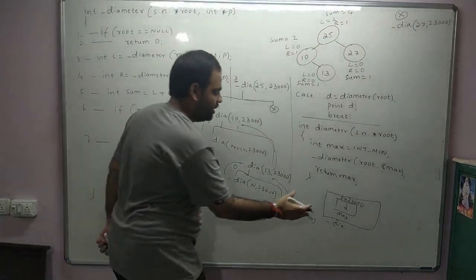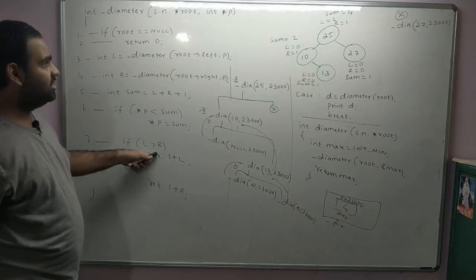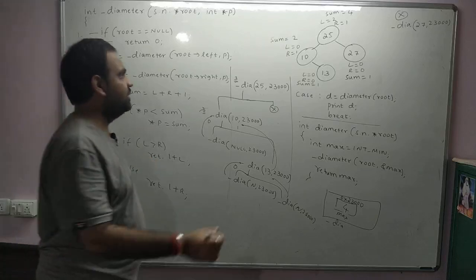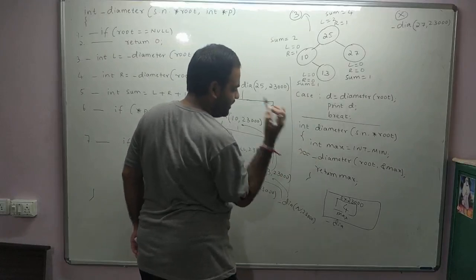Yes, 2 is less than 4. Therefore go to address 23,000 and store 4. Now L greater than R, 2 greater than 1 is 2. Return 1 plus 3. Now it returns 3 to the point from wherever it is called. This is the point where it returns 3.